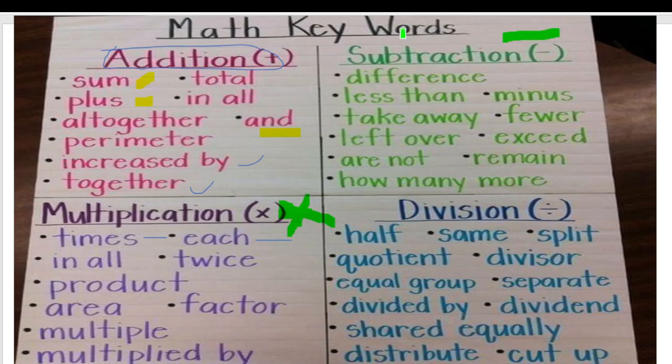If you see difference, less than, minus, take away, fewer, left over, exceed, are not, remain, how many more, so we will subtract. And if you see half, same, split, quotient, divisor, equal group, separate, divided by, dividend, shared equally, distribute, cut up, so you will divide here.